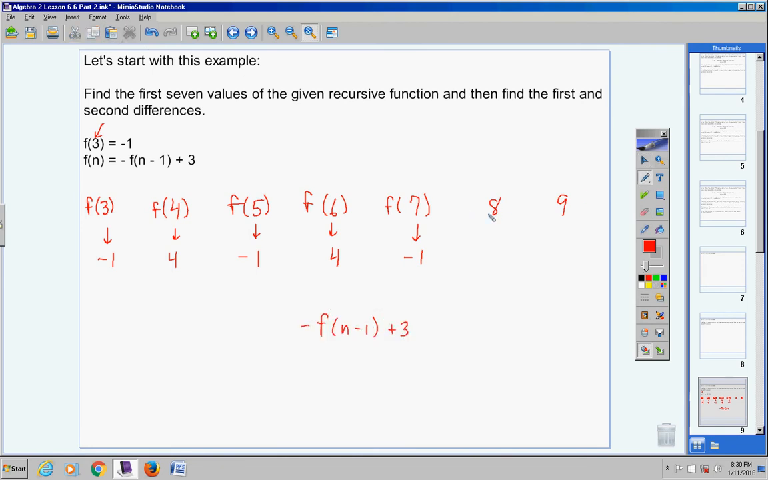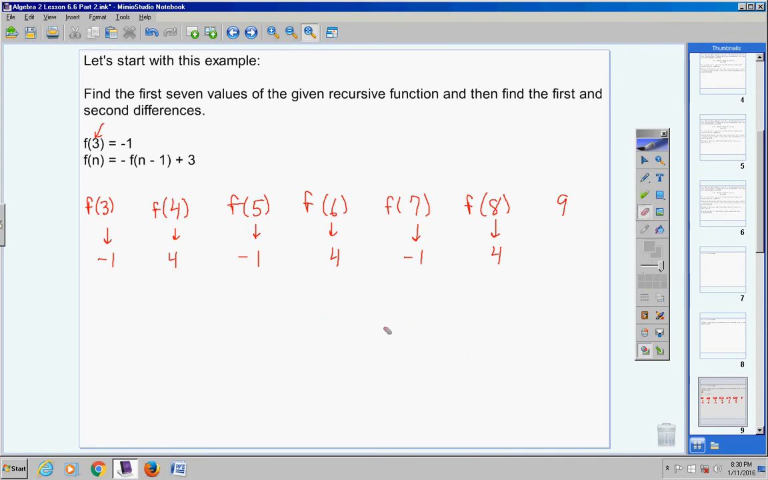Let's substitute 8 in for n now. 8 minus 1 is 7, so I really have f of 7. Bring down your negative sign, and then f of 7 is negative 1. And then bring down your positive 3. So negative 1 is positive 1. Positive 3, that's positive 4. So f of 8 is 4, alright?